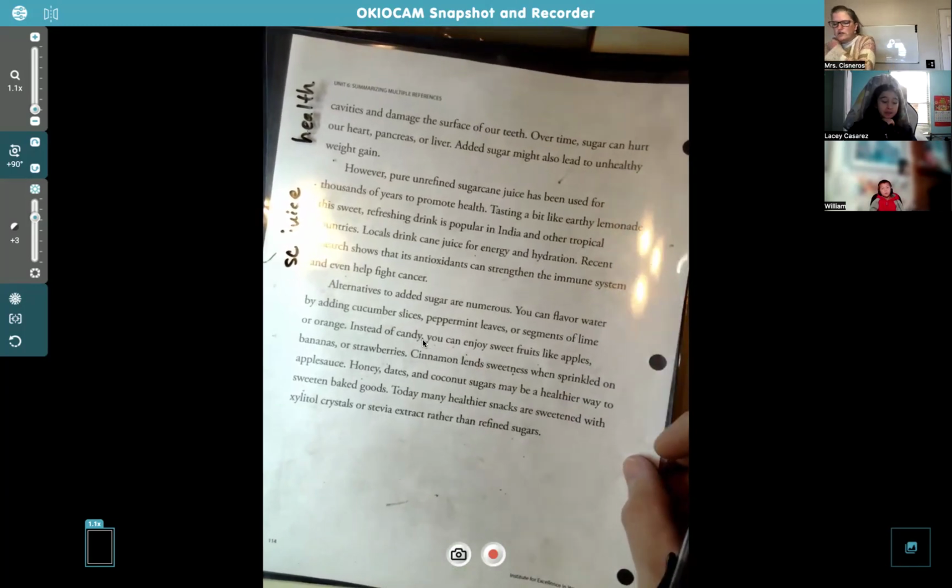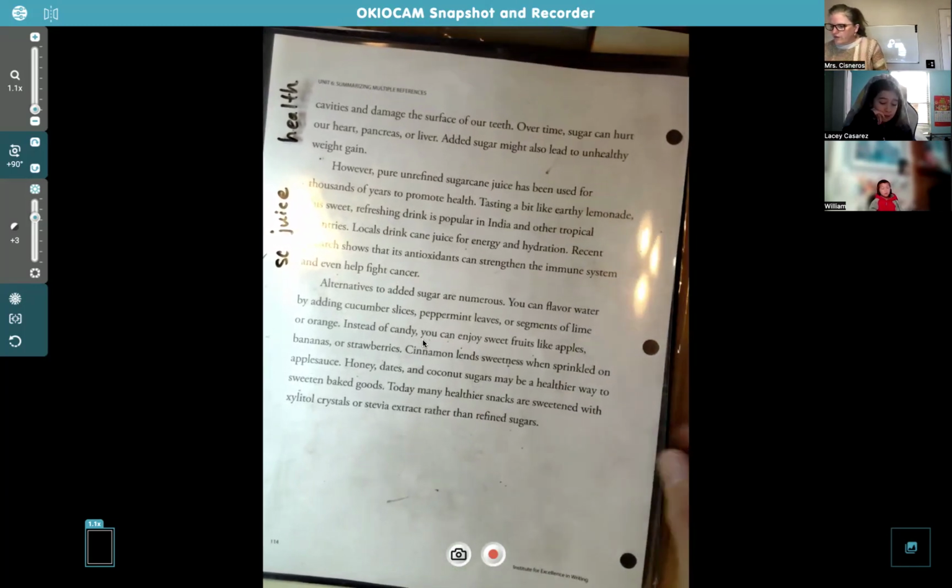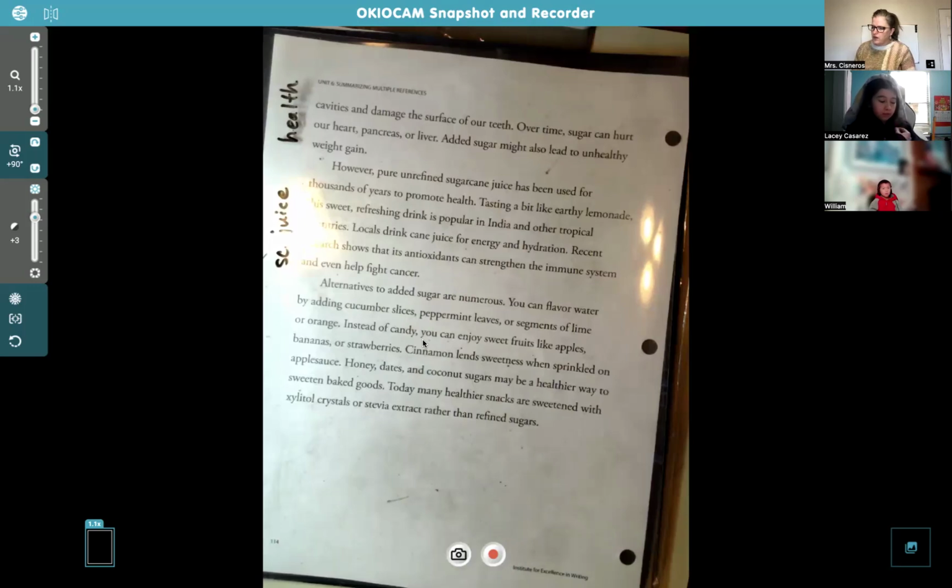Alternatives to added sugar are numerous. You can flavor water by adding cucumber slices, peppermint leaves, or segments of lime or orange. Instead of candy, you can enjoy sweet fruits like apples, bananas, or strawberries. Cinnamon lends sweetness when sprinkled on applesauce. Honey, dates, and coconut sugars may be a healthier way to sweeten baked goods. Today, many healthier snacks are sweetened with xylitol crystals or stevia extract rather than refined sugars.